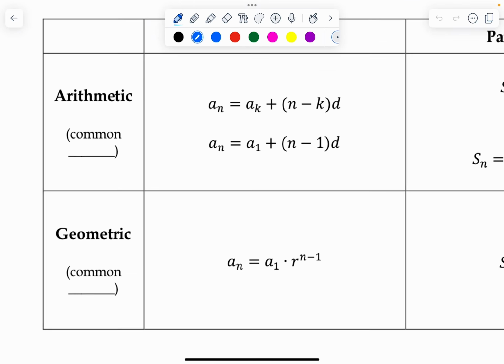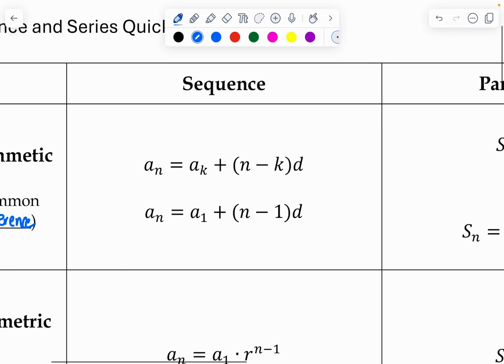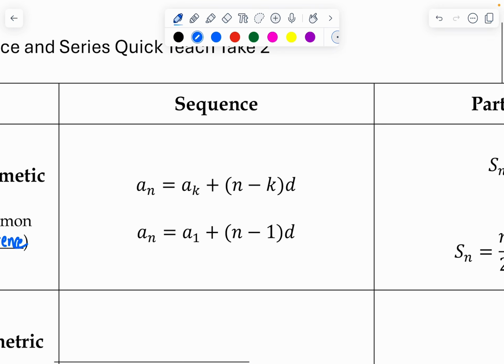Here is our formula chart at the top. And first of all, it's arithmetic. An arithmetic sequence has a common difference. Okay, and then its formulas are given here. We will use them as we go.